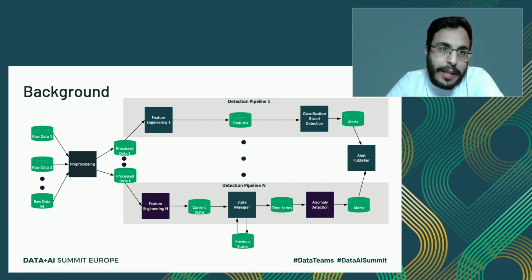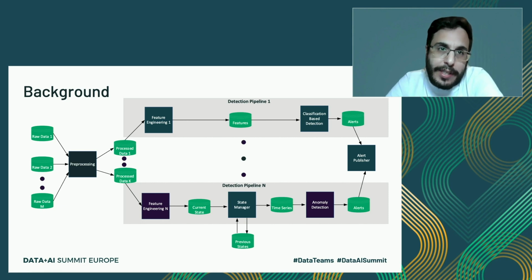You see from the left that we are processing several data sources. There are also data sources of various sizes. The biggest one of them contains around 4 terabytes of events per hour, which is a lot. We then process all this information and create a second level of data we call processed data. And then we have several detection pipelines.